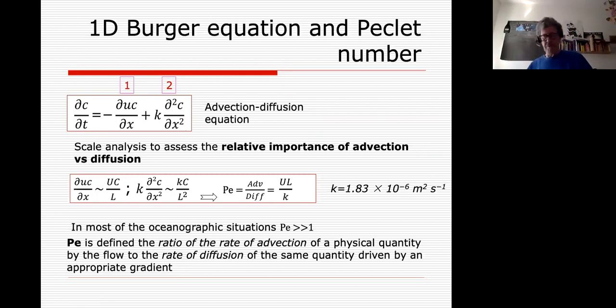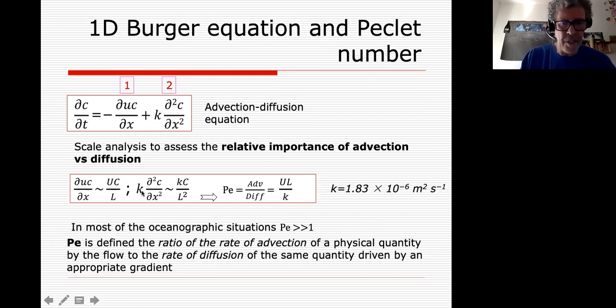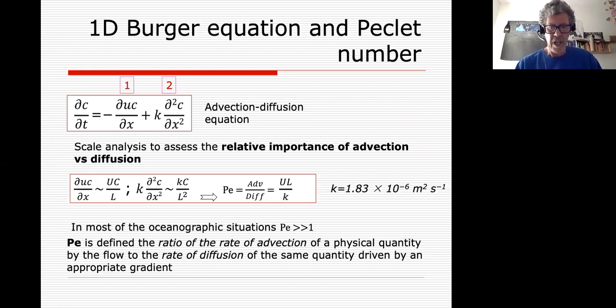It turns out to be quite natural to see which of the two is dominant. If we substitute in the first term a typical length scale, velocity scale, and concentration scale, and the same for the diffusion term. K is known, it's very small, 10 to the minus 6 meters squared per second. Then you have the concentration, and then you have the spatial scale. If you take the ratio, you obtain the Peclet number, which gives an idea of which of the two is dominant.